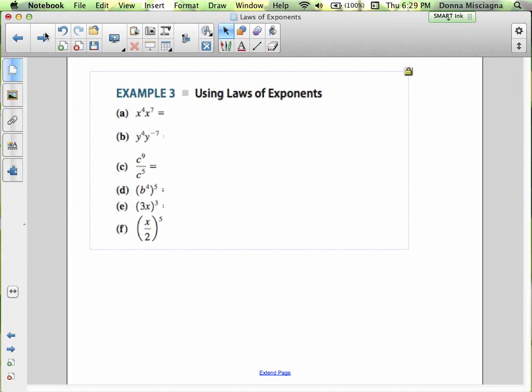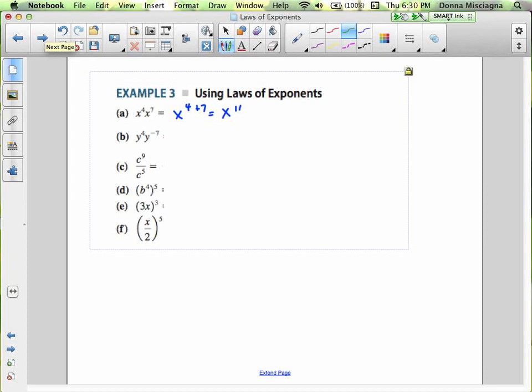So using laws of exponents, let's do these real quick. So we've got a product of like bases raised to a power. If you're multiplying like bases raised to a power, you simply add the exponents. So x to the 4th times x to the 7th is the same as x to the 4 plus 7 power, which is x to the 11th.